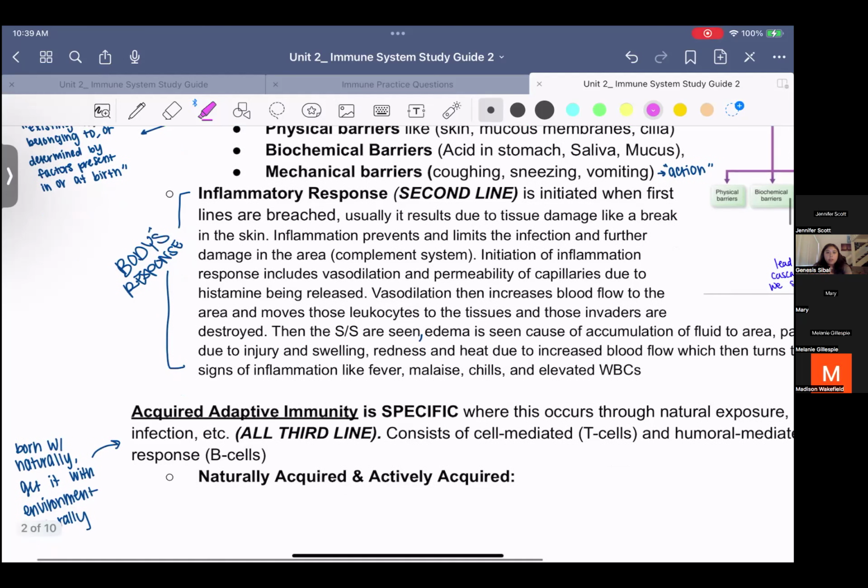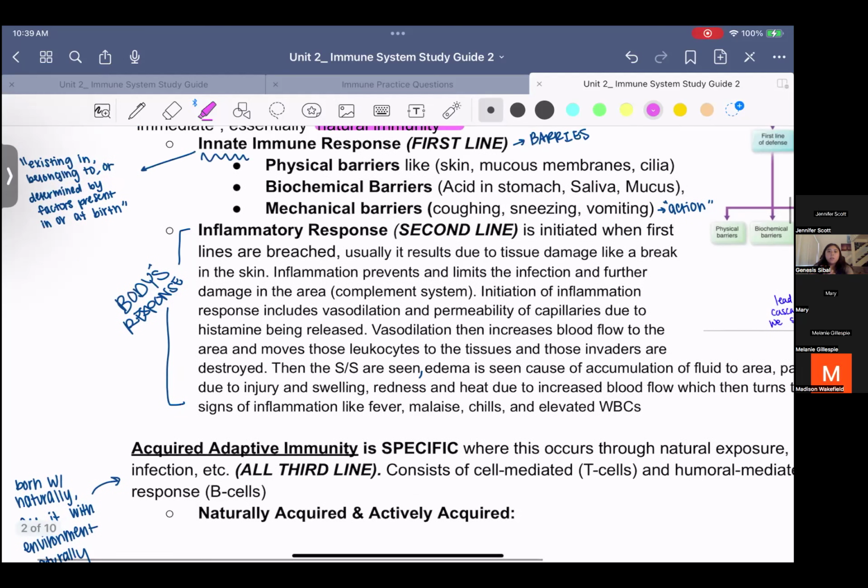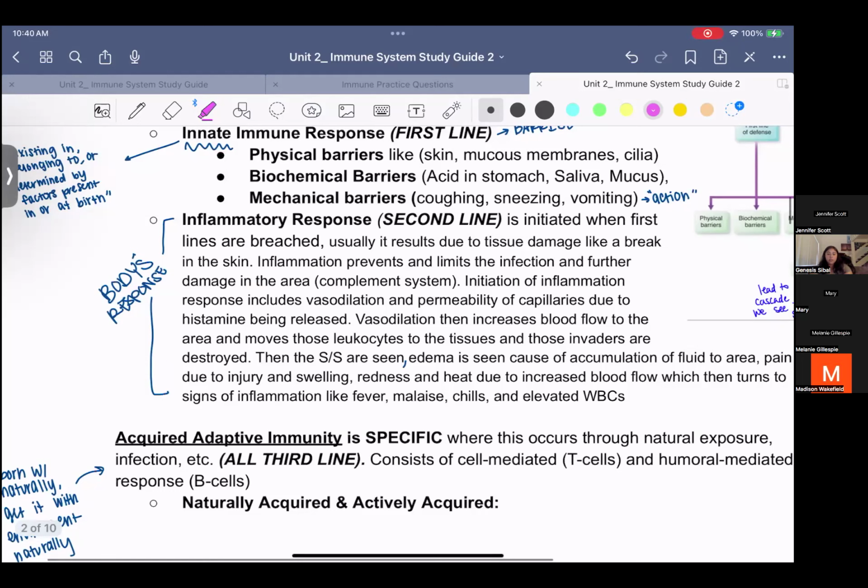With the inflammatory response, this is the body's second response if those barriers were not working. So let's say somebody has a burn, right? We know that one of their first line barriers that is gone is the physical barrier, because their skin's not able to keep all of these pathogens out. So the body's response would be to have inflammation, because if you're inflamed, that prevents all of those pathogens from coming in. So basically how it works is when those first lines are breached, so any of those physical, biochemical, or mechanical barriers, usually this results in tissue damage or a break in the skin, like a burn. Inflammation prevents and limits the infection and further damage in the area.